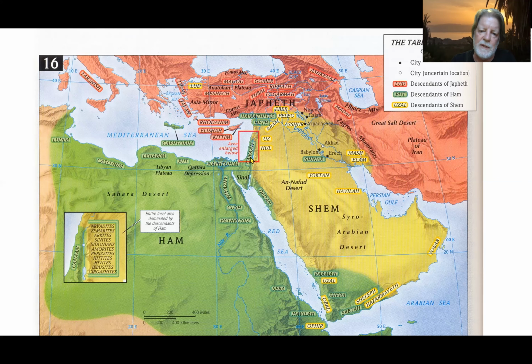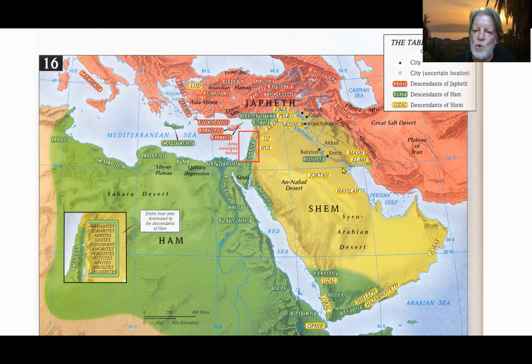Now, eventually, it's going to be taken from them and turned yellow, but not for quite a while. Some of the other names that you might be interested in are Shinar. We talk about the plain of Shinar, which is a very important area in biblical history. And it's right here close to Babylon, or Bavel, the city that Nimrod made.